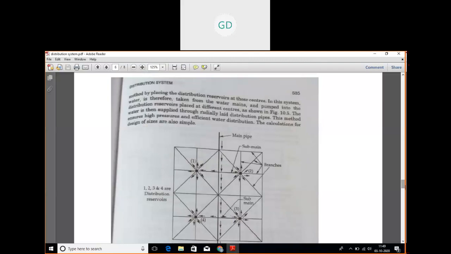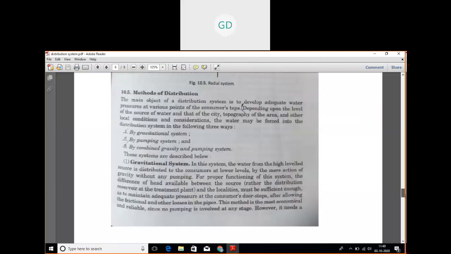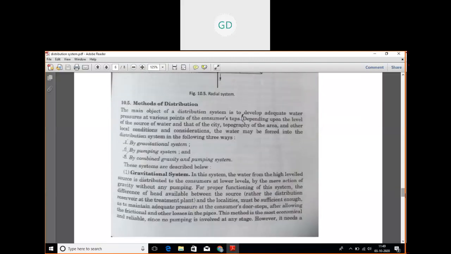So this is all about your layouts. Now there are different methods for how you will distribute the water. So there are certain methods. What are the methods, you see? Number one is your gravitational method, number two is your pumping method, and number three is your combined gravity and pumping system.